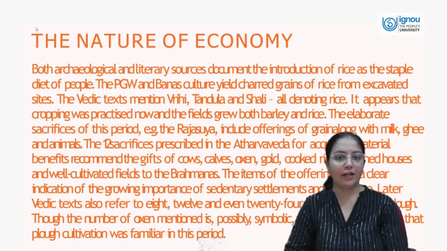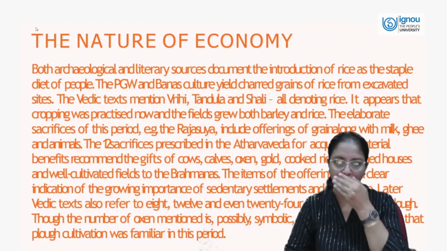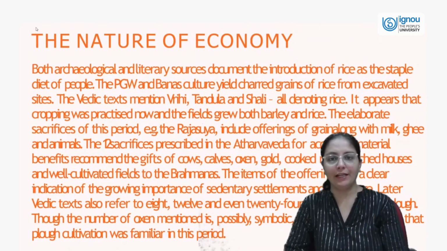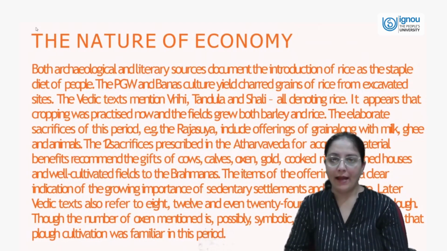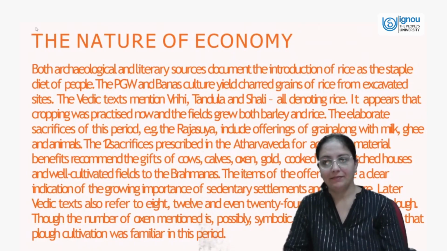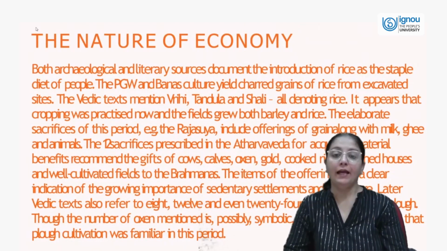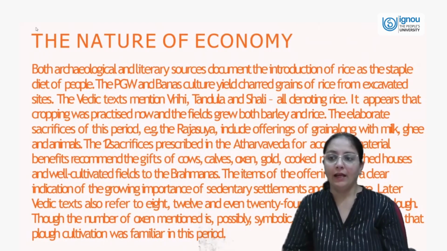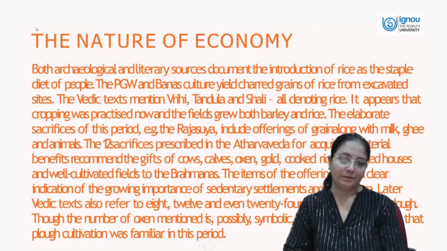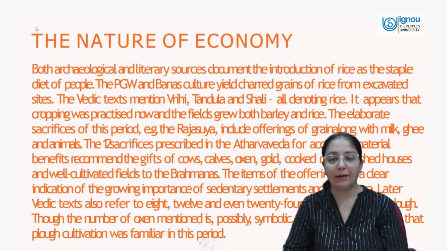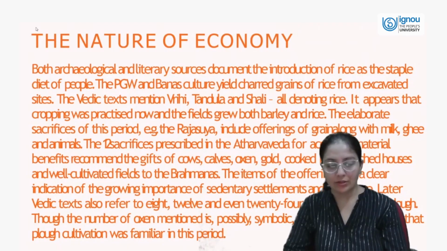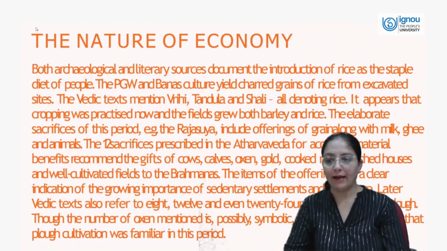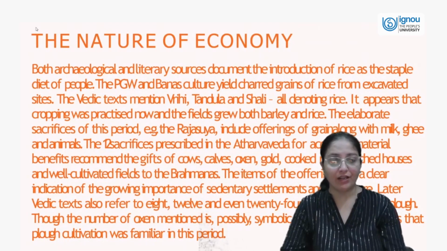The Vedic texts mention Vrihi, Tandula, Shali, all denoting rice. Yes, they are all names of rice. It appears that cropping was practiced now and the field grew both barley and rice. The elaborate sacrifices of this period, like Rajasuya, include offering of grain along with milk, ghee, and animals. The sacrifices prescribed in the Atharvaveda for acquiring material benefits recommended the gift of cows, calves, oxen, gold, cooked rice, thatched houses, well cultivated fields to the Brahmins.